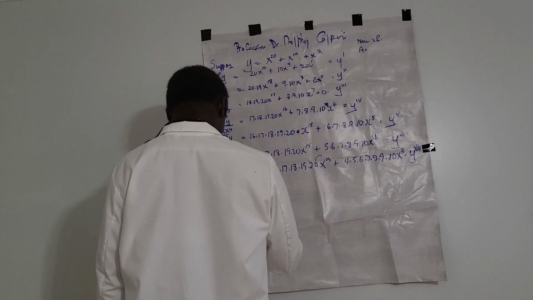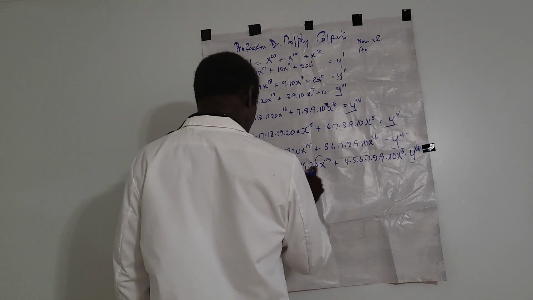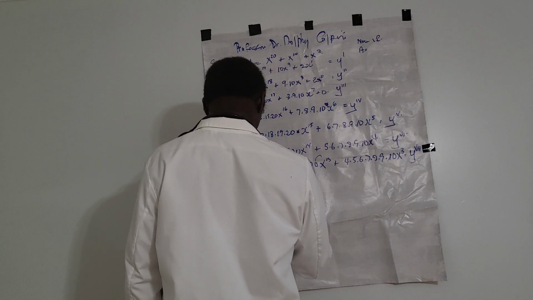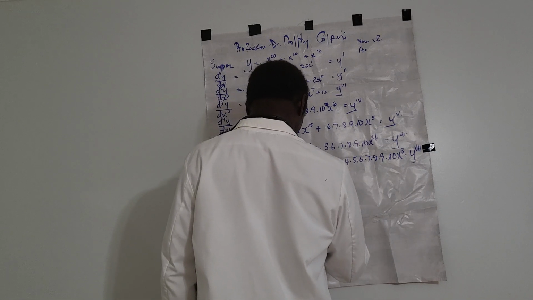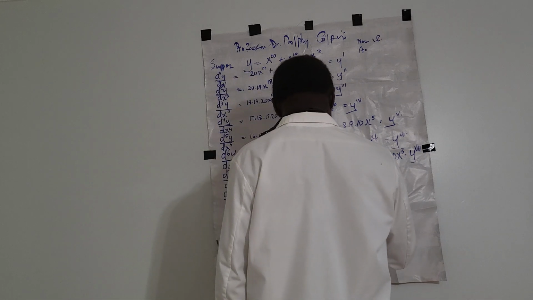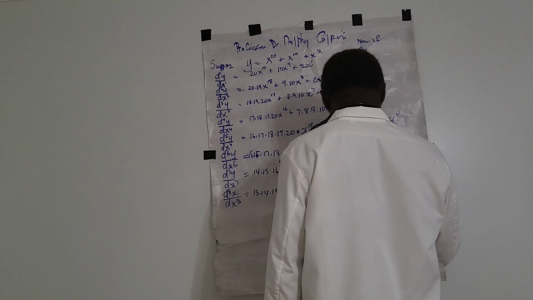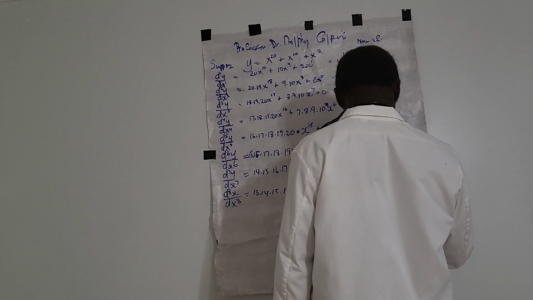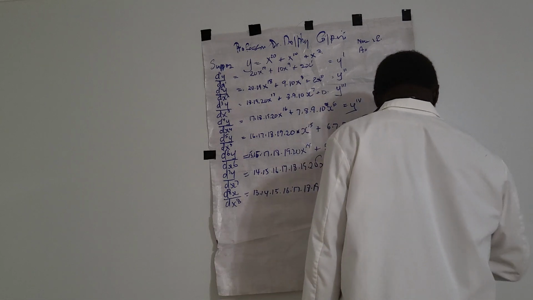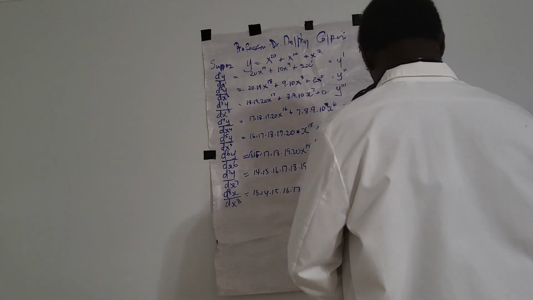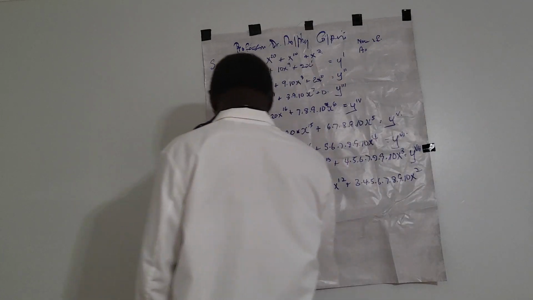And d8y by dx8 will be equal now to 13 times 14 times 15 times 16 times 17 times 18 times 19 times 20 x to the 12 plus now 3 times 4 times 5 times 6 times 7 times 8 times 9 times 10 x squared.